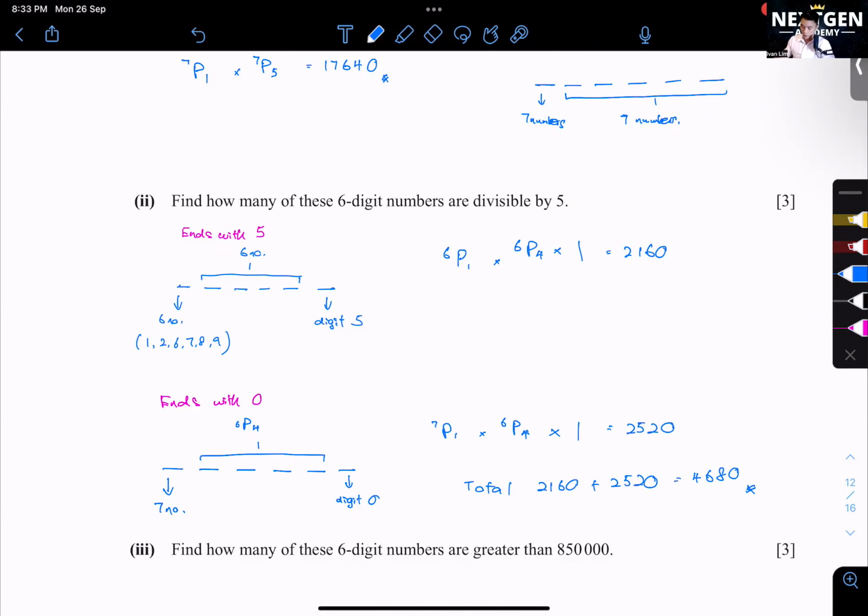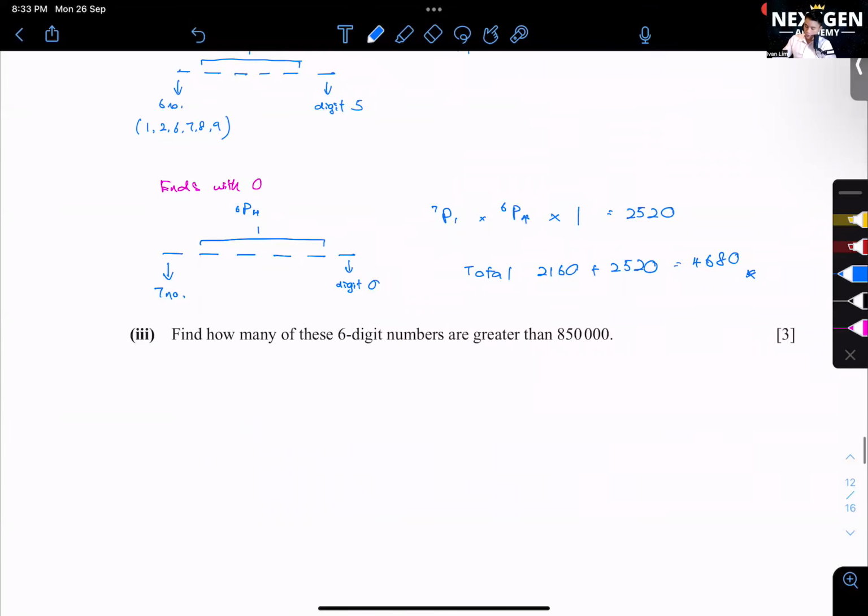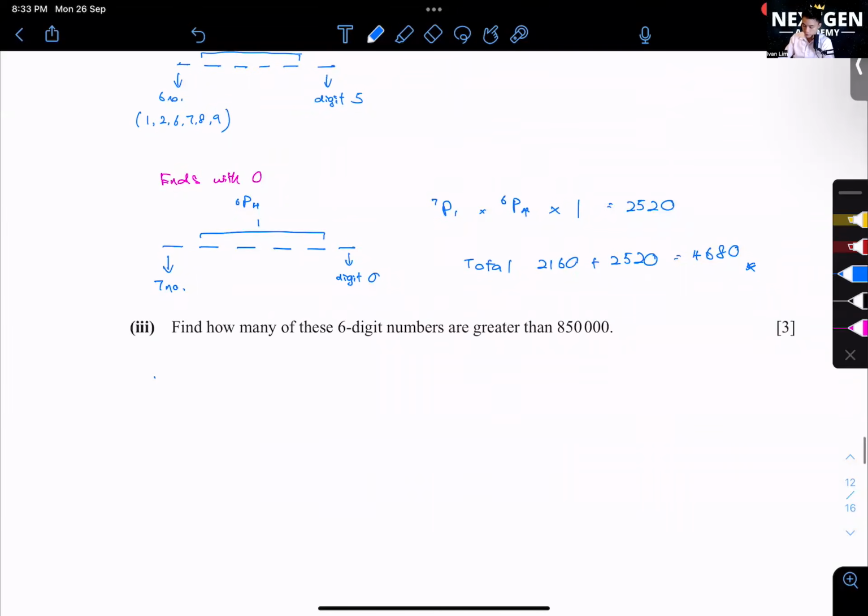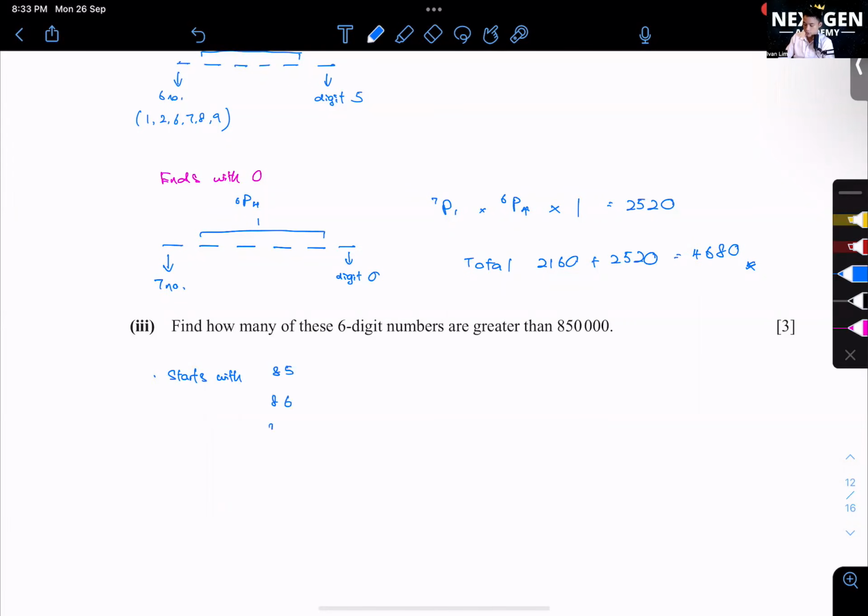All right, question 2. Question 3. Find how many of these 6 digits are greater than 850,000. Okay, you all look at the purple working that I wrote there. You all follow this. Okay, you can start with 85, 86, 87, or 89, right? Cannot be 88 because we cannot use the same digit again. Okay, go and do this calculation.